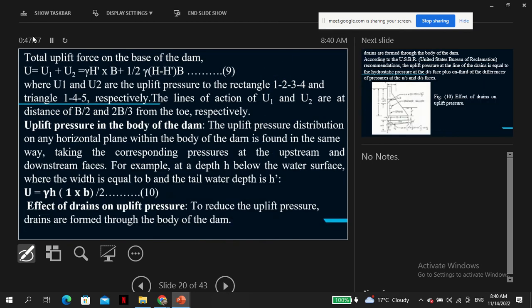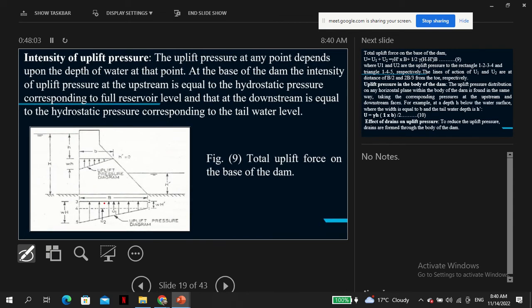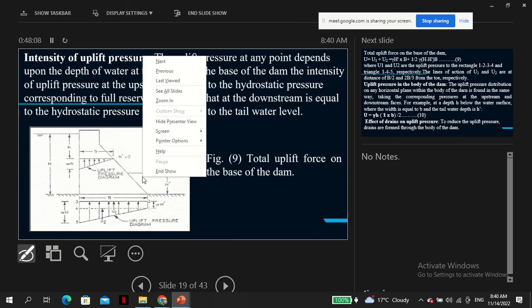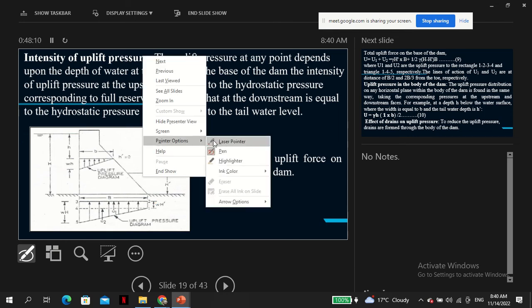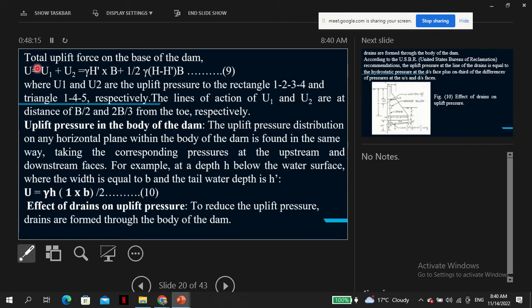So the total uplift, I think I already covered this. This is just the explanation for what you can see on your screen, which I think I have covered. So just telling you, if you want to find the total uplift, you add u1 plus u2, which is gamma h times p plus a half, of course, the area, basically the area of the pressure diagrams, that's all.